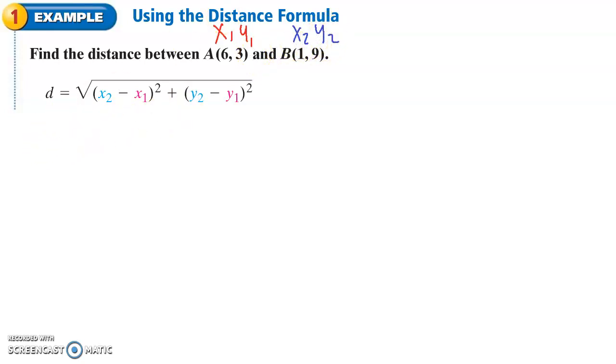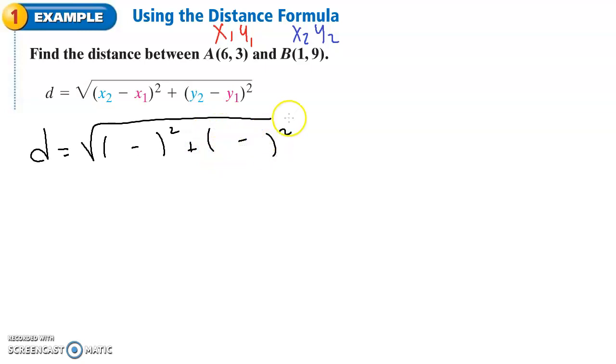So now I'm going to rewrite my equation. The distance between these 2 points is going to be the square root of blank minus blank squared plus blank minus blank squared. We're just going to plug in these values. x2 minus x1 is going to be 1 minus 6. I just plugged in these values.